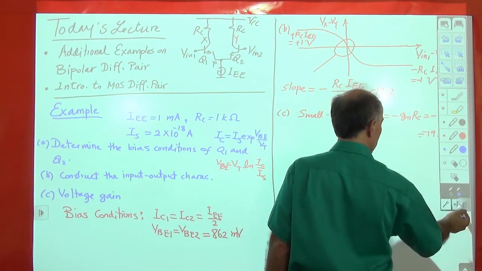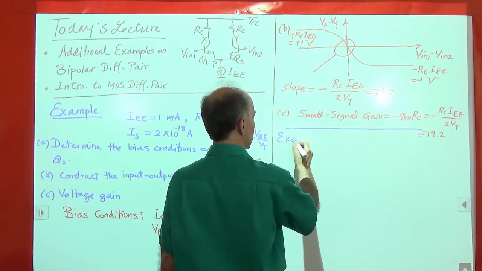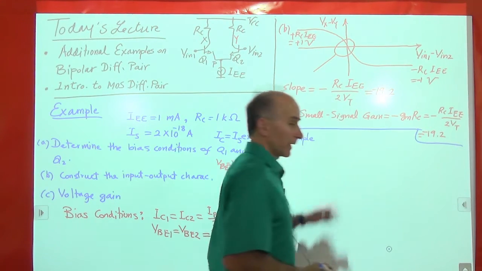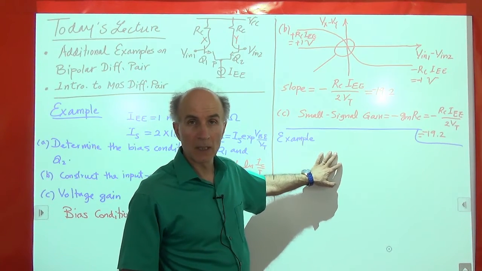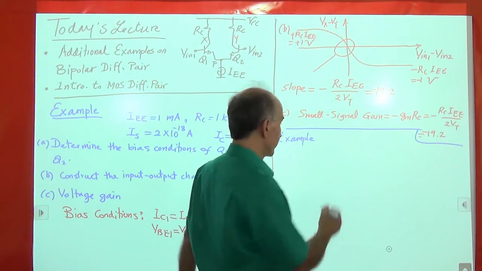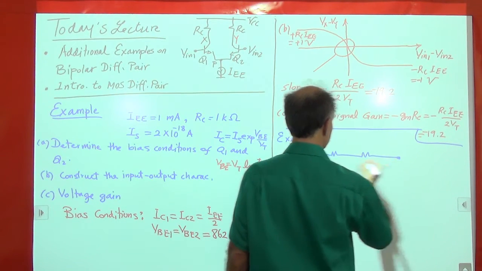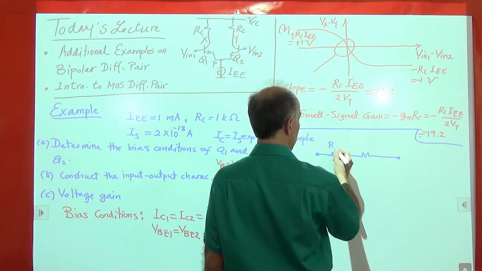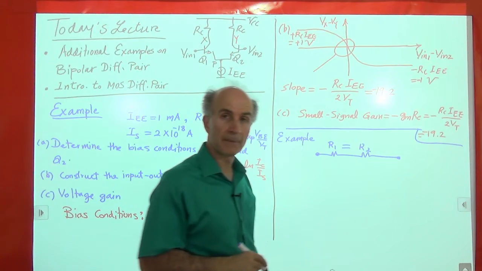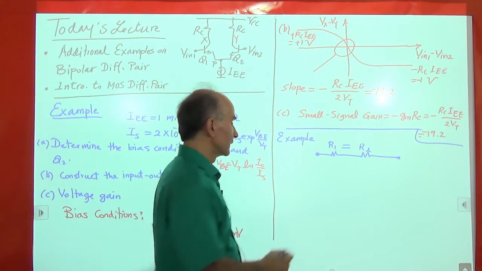So here's our next example. Right now, this example that I'm going to show you seems not related to what we've been talking about here, and that's okay. So here are 2 resistors, R1 and R2, and we assume they are equal. This is like a Circuits 101 question.